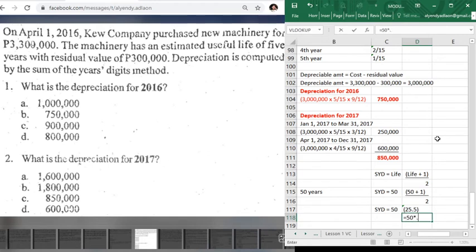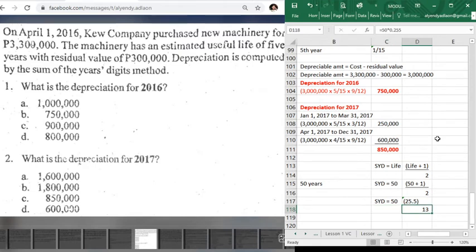50 times 25.5. So, our SYD is 1,275. That will serve as our denominator. Okay? So, in the first year, 50 over 1,275. Second year, 49 over 1,275. Third year, 48 over 1,275. It's tiring, right?